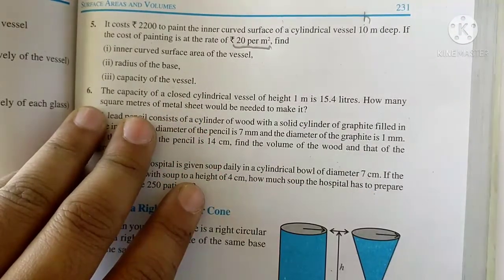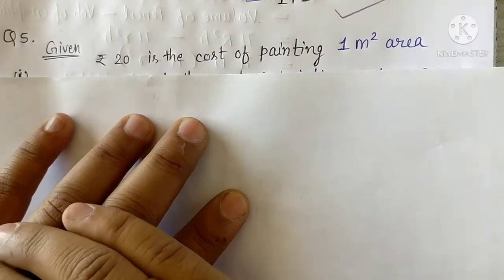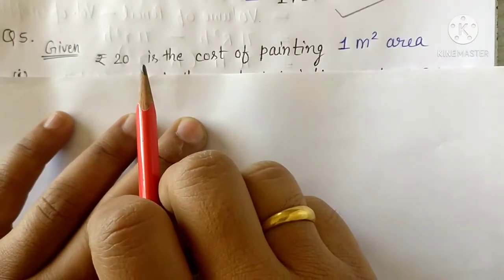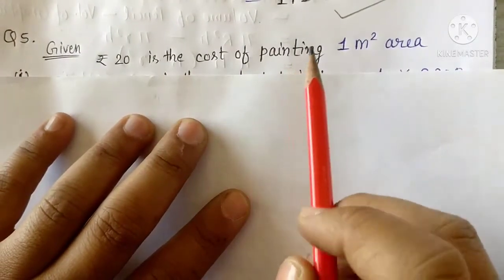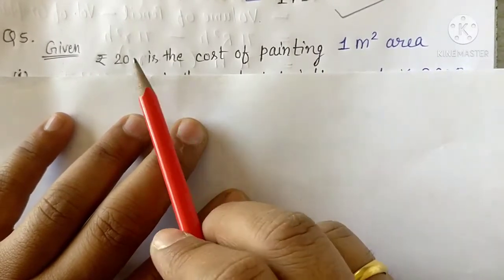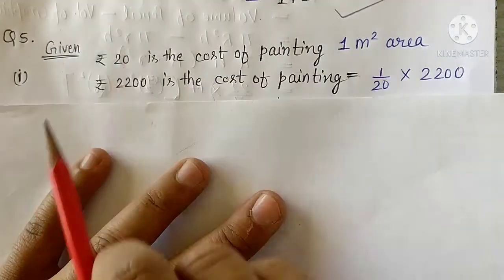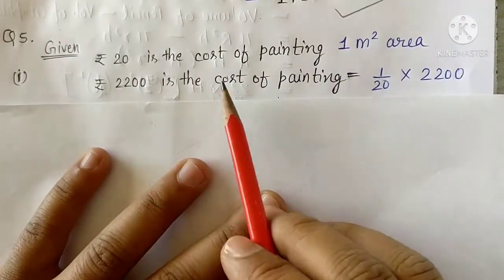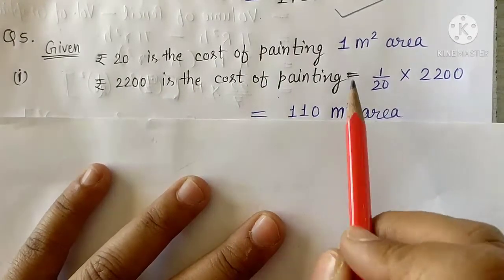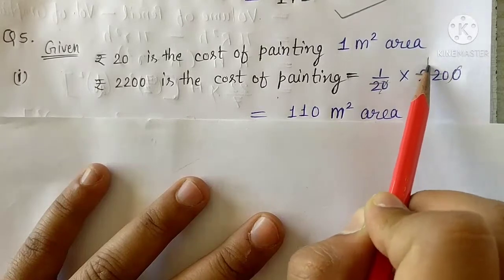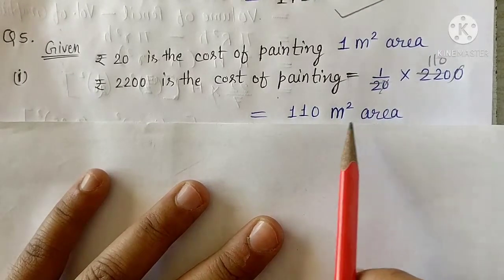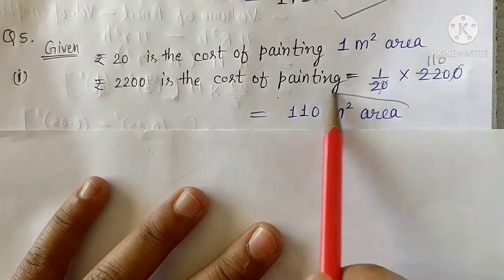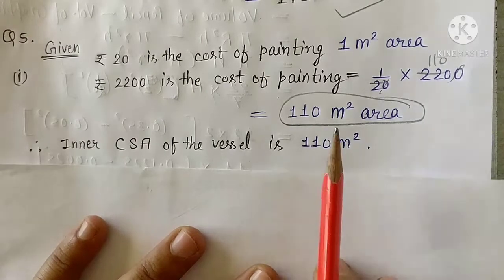So let's do this question on the copy. In the question they have given that the rate is rupees 20 per meter square. The cost of painting is rupees 20 per meter square. Per means 1 meter square area. So rupees 20 is the cost of painting 1 meter square area. So it is already given that the per meter square area cost is 20. So we will divide this 2200 by 20. So how much does it come? 0 will cut 0. 2, 11, 22 and 0. It comes 110 meter square area. It means this is the cost of painting 110 meter square area. Okay, so we found the area. So now we can find the inner CSA.